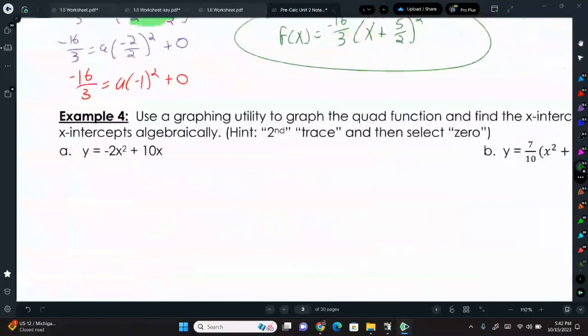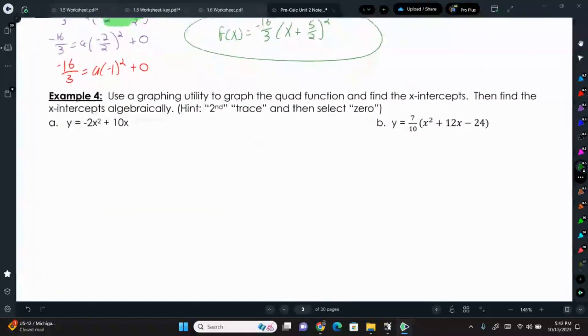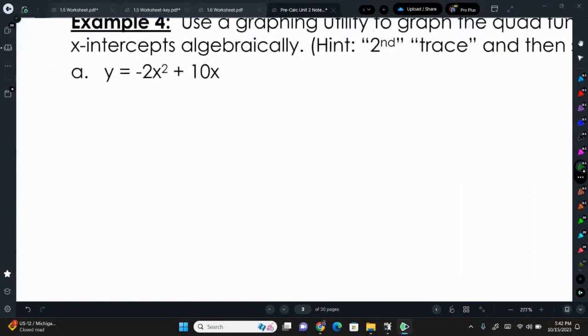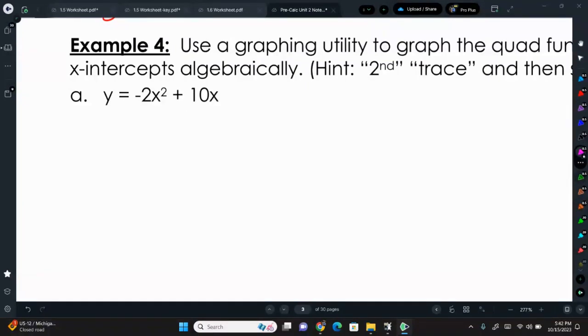Right, then our last problem, we're also going to be using the graphing calculator to verify. It says use a graphing utility to graph the quadratic function and find the x-intercepts, then find the x-intercepts algebraically. Remember, that's when we do the second trace and select 0. So for this one, we'll do the algebra first for both of these and then go to the graphing calculator.